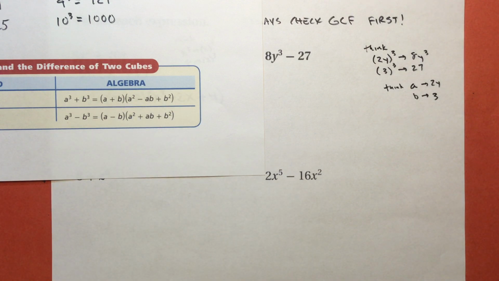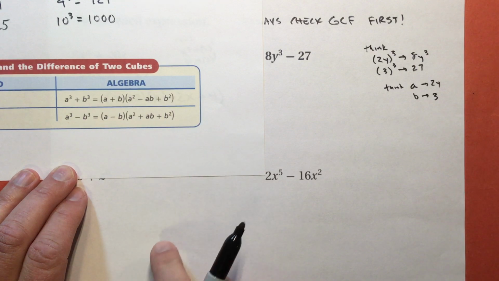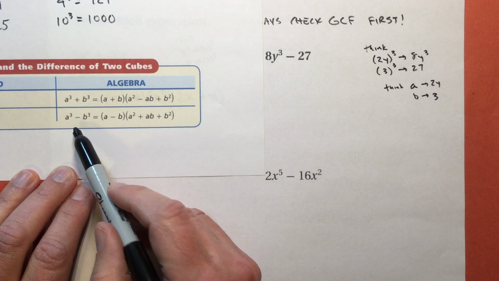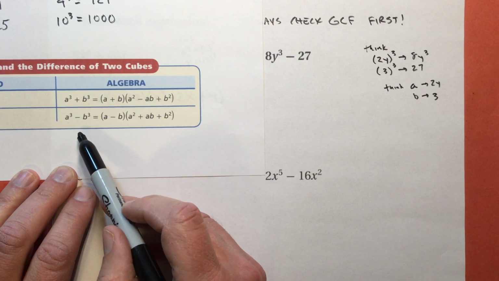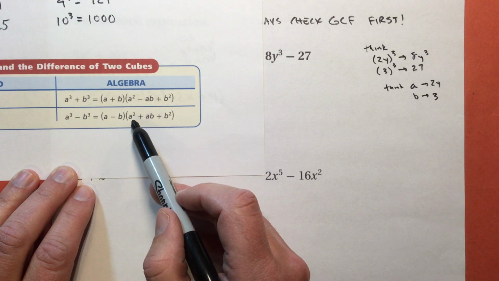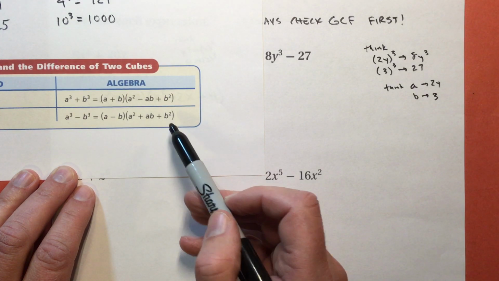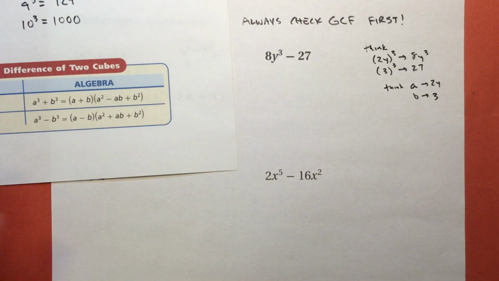A and B are not variables, okay? Variables are not letters that stand for numbers. Variables are measurements that we don't know, all right? So this is just a placeholder to show the pattern. I could have done the same thing and said triangle cubed subtract smiley face cubed, which is going to be triangle subtract smiley face, times triangle squared plus triangle times smiley face plus smiley face squared. It doesn't matter. It's just a symbol for a placeholder. So what do I get?